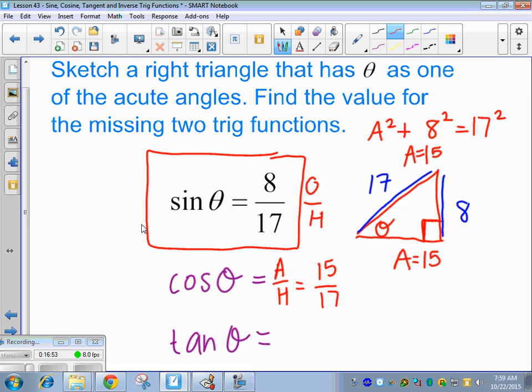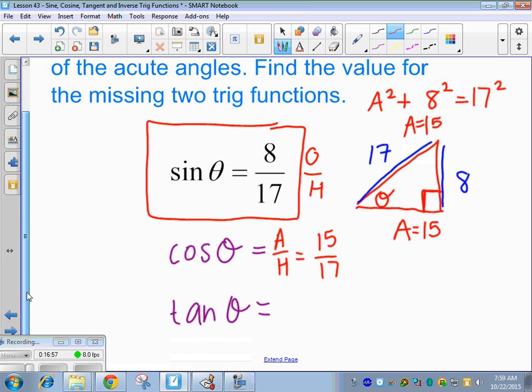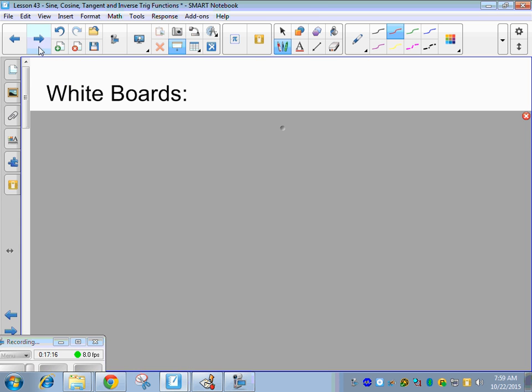Do not solve for the angle on this. We're just finding the missing trig functions. The cosine of theta is 15 over 17, okay? And then the tangent is opposite over adjacent. So which side's opposite? 8. Which side's adjacent? 15. So we found the missing two trig functions, okay? Now we're good.